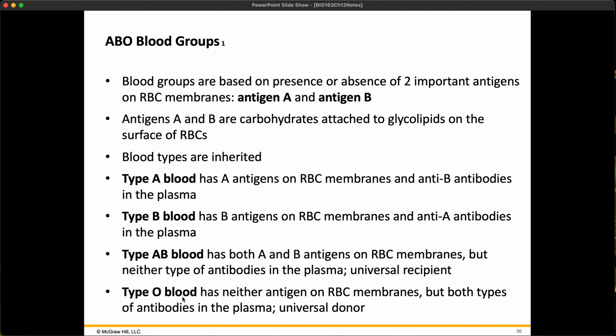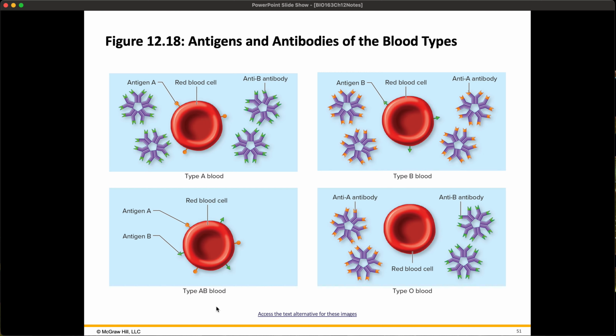However, it can only receive O. Since it has both types of antibodies in the plasma, if someone with type O blood is receiving, they have to get type O blood. They can't get any other kind, or their body will attack it.